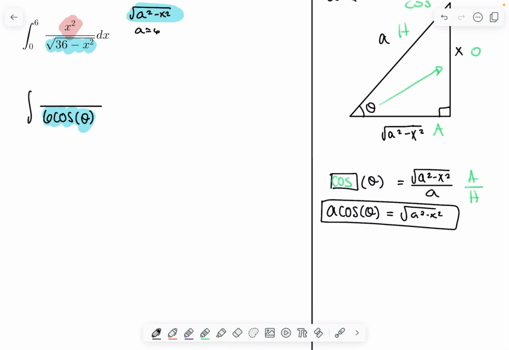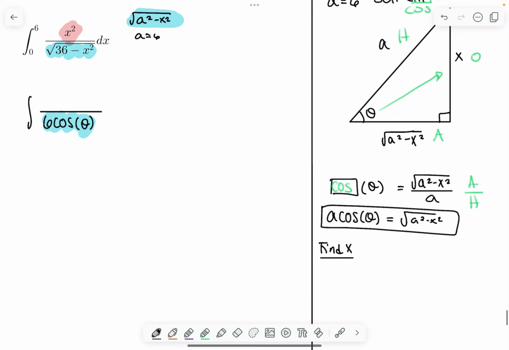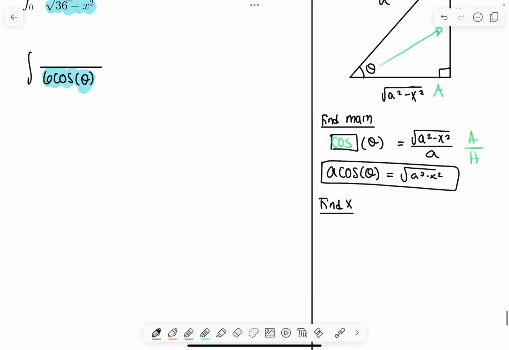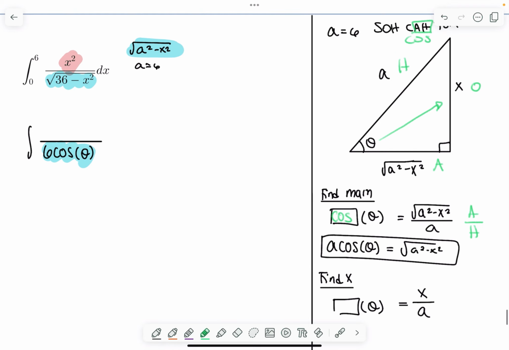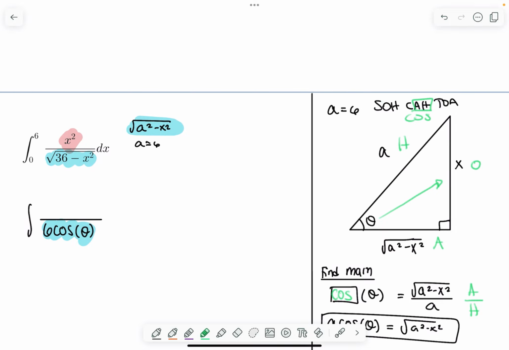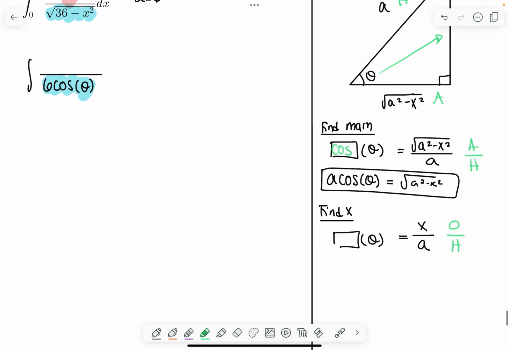The next thing you want to replace is the x squared. In order to replace the x squared, I'm going to have to find x in terms of theta. I'm going to call this the main thing. To find x, you put what you want at the top. I want x. Put a at the bottom, and then you say blank of theta is going to give me x over a. Well, what's x? x is opposite. What's a? a is your hypotenuse. So which one's going to give me opposite over hypotenuse? Sine. So sine of theta is going to give me x over a.